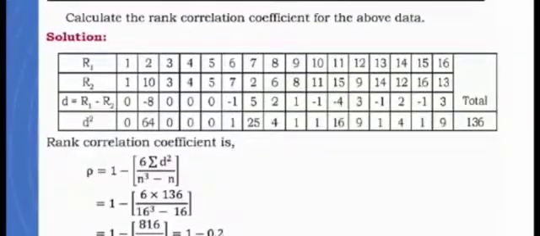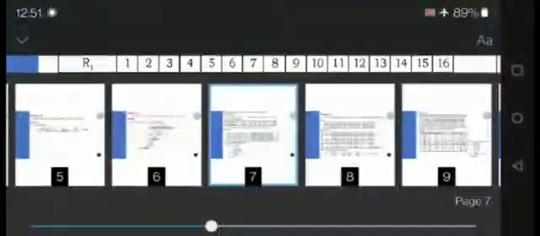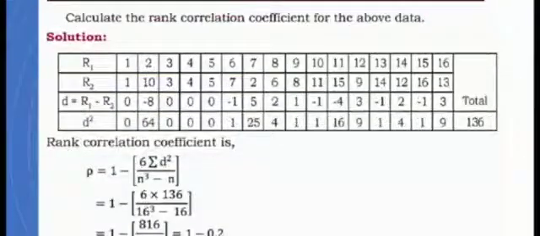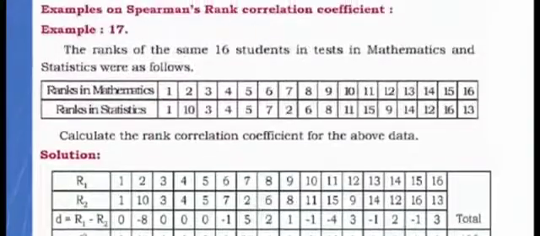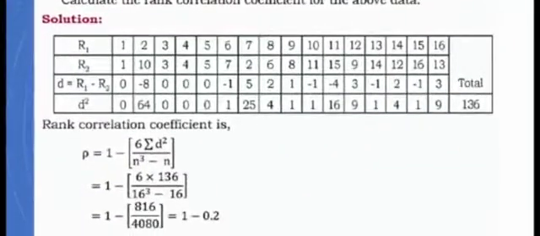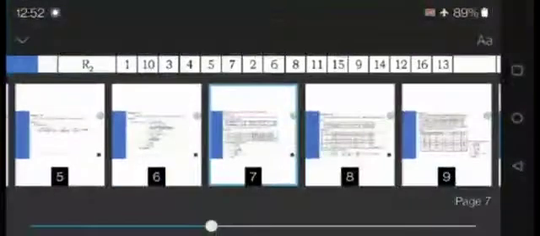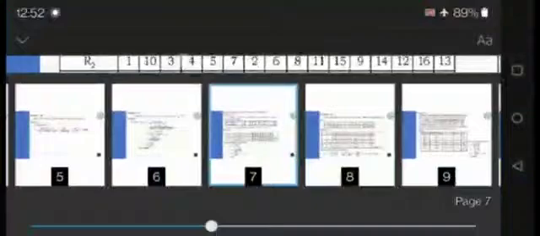So rank 1 is given here, 1, 2, 3, 4, up to 16. R1 is mathematics and R2 is statistics. The ranks are given here. Then the first basic thing is the formula. Rho is equal to 1 minus 6 summation d square divided by n cube minus n.